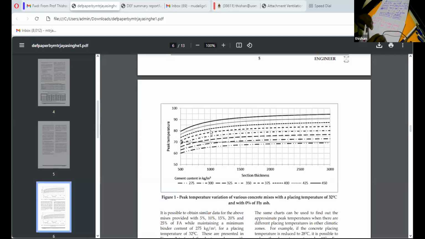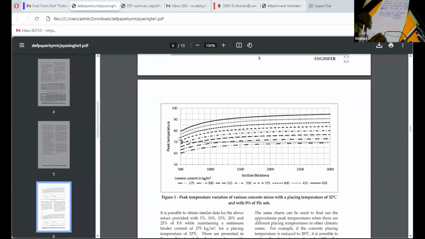Now, what is the option you have? You are insisting that you want this cement. What are you going to do? You have to reduce the placing temperature by using flaky ice. So, you reduce the placing temperature by 6 degrees. You go from 32 to 26. 6 degrees less means you have to be somewhere here. So in that case, you can cast a section up to about 600 without worrying about DEF. Is that clear?